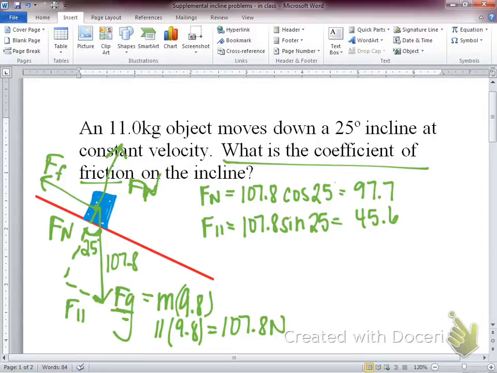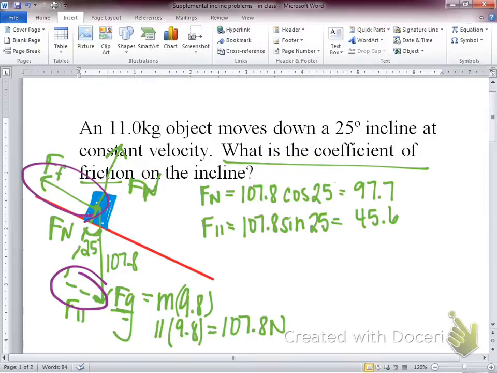So now that we've got both of these components, we can start looking at our overall goal. Our overall goal is to find the coefficient of friction. So if we're looking at this frictional force and the coefficient of friction, are we going to be using the vertical forces or the horizontal forces? Horizontal. And how many horizontal forces do we have here? We have two horizontal forces. The first of which is force parallel. The second of which is the frictional force.